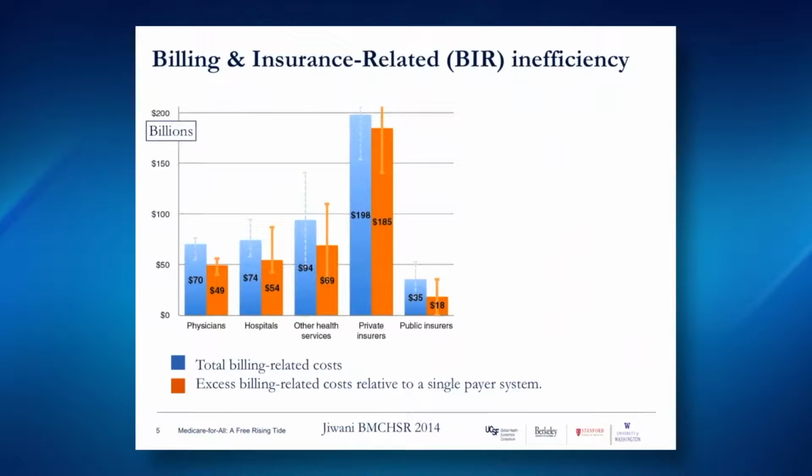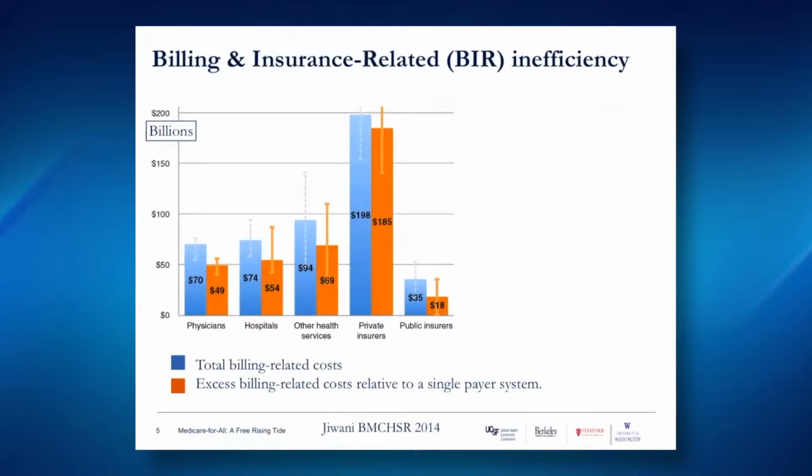Billing and insurance-related inefficiency is huge. This summarizes the results of a synthesis that I and my colleagues did. On the vertical axis, we have billions of dollars per year in the United States, and then the blue bars show how much is expended for this BIR purpose, billing and insurance-related administration, per year. In doctors' offices, about $75 billion a year, hospitals, $74 billion, and so on. About half of these costs are at the provider offices. The other half is at the insurers.